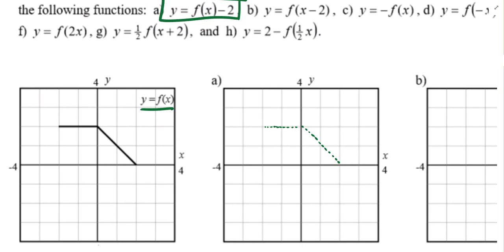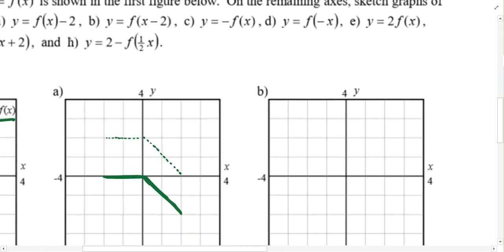Sometimes I find it helpful to use a dotted line or a real faint sketch of where the original function is, so that when I draw my final answer, I can double check to make sure that the transformations that I'm applying do match exactly what I expected them to be. So here we go. There's the graph that's been shifted down 2 units, and I think that's a good design for part A.